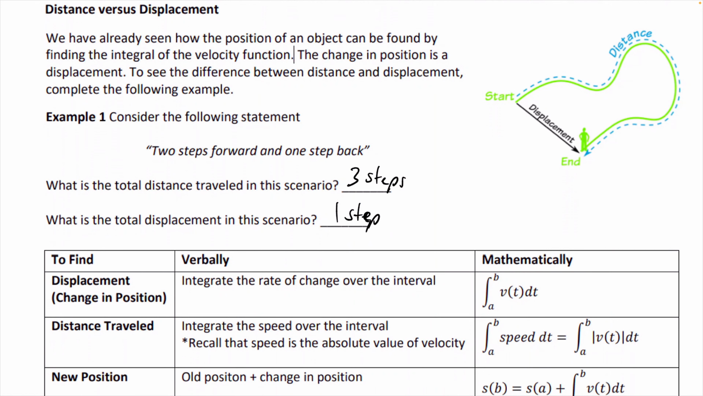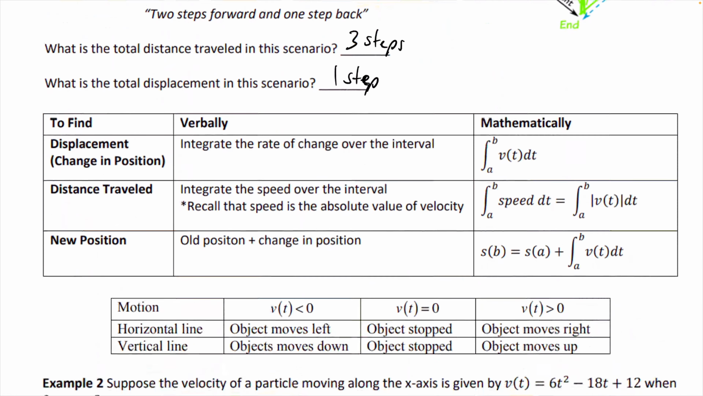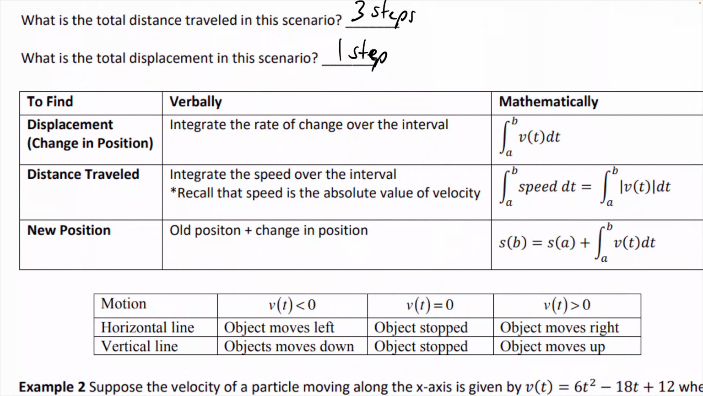Okay, so here's some things here. Anytime we want to find displacement, so just the net change, just the net, we're going to integrate velocity. Okay, so integrate velocity. If they're looking for total distance traveled, how far did you travel in total? You're going to take the integral of speed, which is the absolute value, so only the positive version of it.